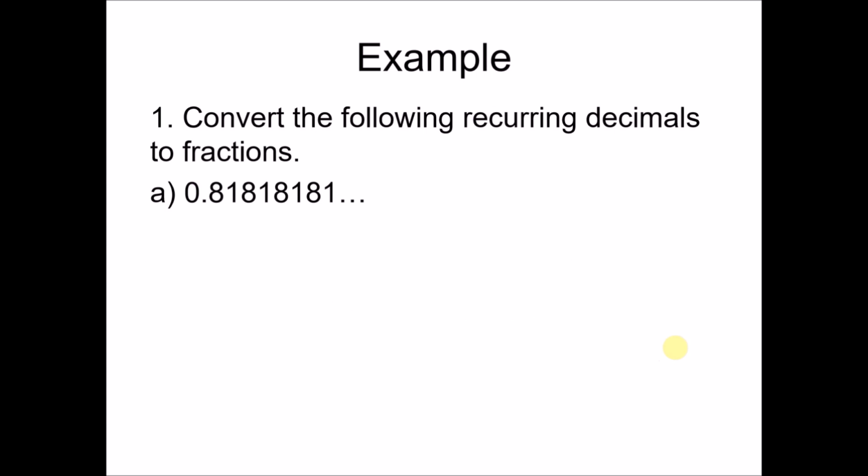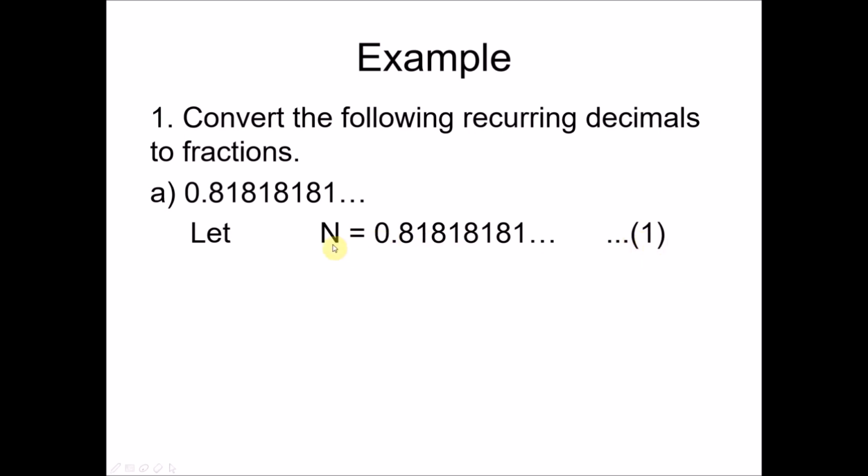So now we try to look at some example questions. The first one: we try to convert the following recurring decimals to fractions. So this is a recurring decimal. We try to convert it to a fraction, and the first step we always do is let n, or any unknown, be the number that we are going to convert, and we label this as equation number 1.